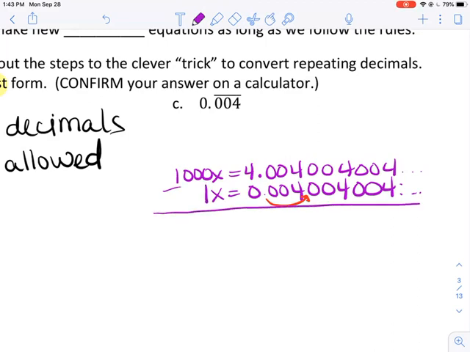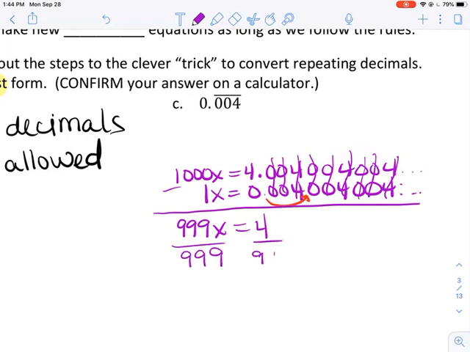Remember that this is a little 1. This will be 999x on the left, and on the right, all those numbers cancel. So I'll have 4. Then I'm going to divide to get x alone. And I get x equals, here's your math magic, 4 over 999. That's the fraction. Now 4 and 999 do not have any common factors, so that is your answer.